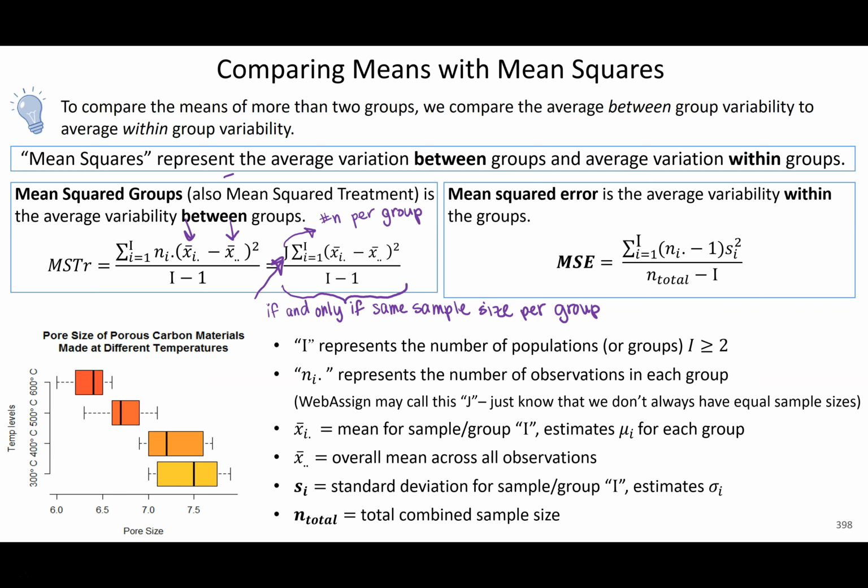That is very, very possible. And then we'll also look at the mean square errors. So this is how much is not explained by the different groups. So this is the average variability within each group. So we look at the variability between the groups, how far apart are they, and then we look at the variability within them, how much variability is going on within each group.